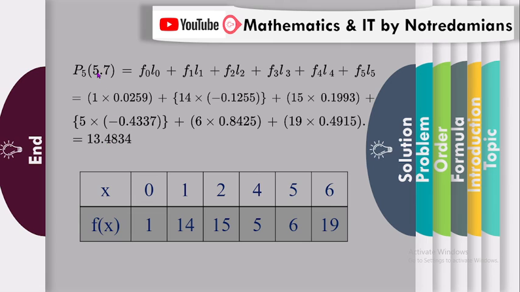Look here, how will we know that our answer is accurate or inaccurate? Here our value of x is 5.7. 5.7 lies in between 5 and 6. So our answer will lie between 6 and 19. Here the answer is 13.4834. It obviously lies in between 6 and 19. So we can say that our answer is absolutely correct.